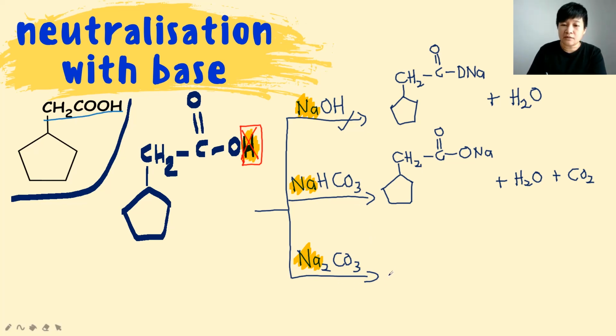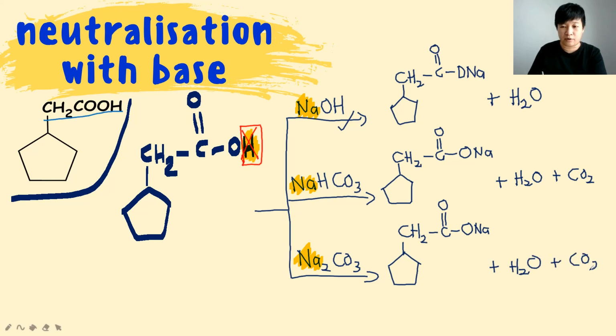The same thing happens when you have your sodium carbonate. The product will also be the same. No changes on the product. You can see that already. Where the double bond O remains, the OH will then become ONa once again. And the byproduct for this case will be the same as your sodium bicarbonate, where you will have your H2O and also CO2 as your byproduct.